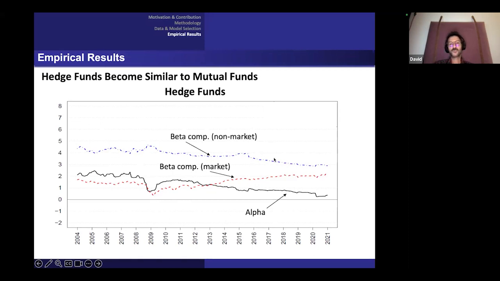And you see the large exposure to the alternative factors for the hedge funds. So the takeaway from these plots is that in terms of the market exposure, it's similar to mutual funds. It has increased since 2009. And the alpha has become something very negligible over the recent period.